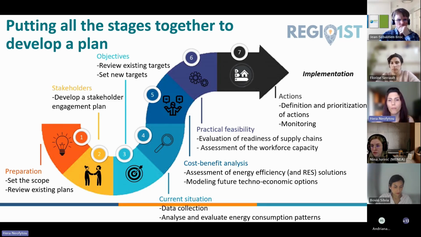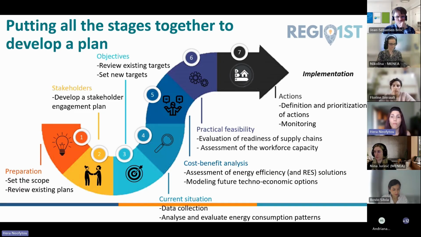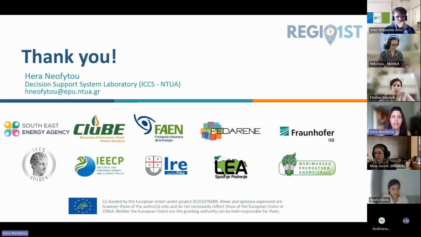future techno-economic options. In the sixth stage, we examine the practical feasibility by evaluating the readiness of supply chains and the workforce capacity. And then in the seventh step, we identify and prioritize the actions that we want to include in our plan, and then we design the monitoring of the actions. And now we have completed our regional energy plan, and we can proceed with its implementation. And that's all for me.